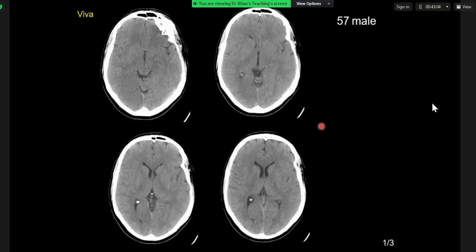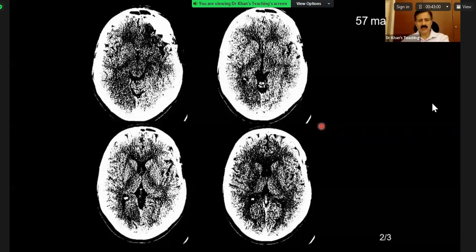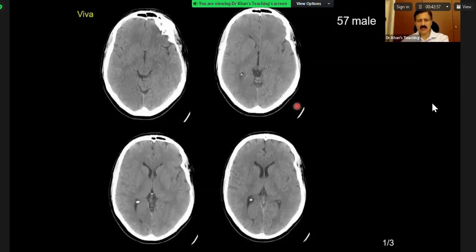Right, the right side is abnormal. Now, look at this case carefully. It's a very subtle one, a bit harsh, but a definite case. Look at these gyri, they are slightly high density. If you look here carefully, there is loss of gray-white matter differentiation.